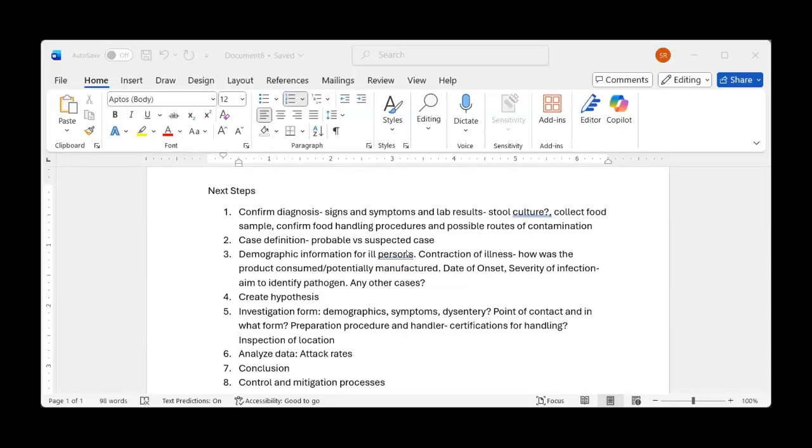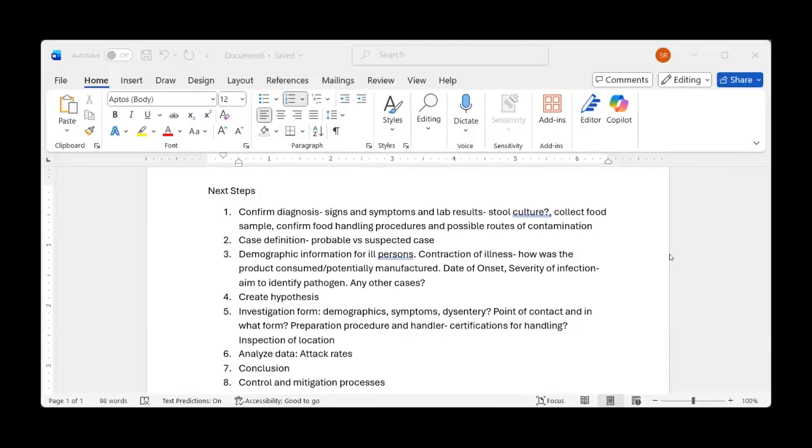If samples have not been taken at this point, you would want to initiate the collection of samples. At this point, you would also want to, if there are still samples of the food itself left behind, look at samples of the food. You want to create your case definition. So you want to know what the inclusion and exclusion criteria are, who is a suspected case, who is a confirmed case.